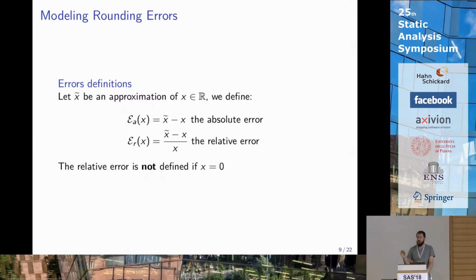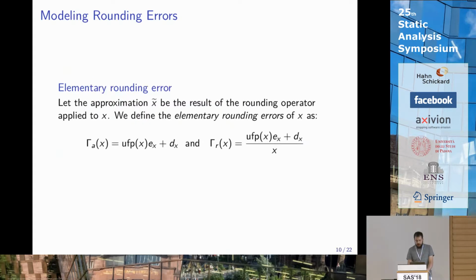The relative error is not defined if x equals 0. Those definitions are standard. They came from physics, for example. Okay, now if we consider that our approximation is the application of the rounding operator to the value x, we obtain those two definitions. We call them elementary rounding errors because it's the error introduced by each rounding operation each time we try to do floating point operations.